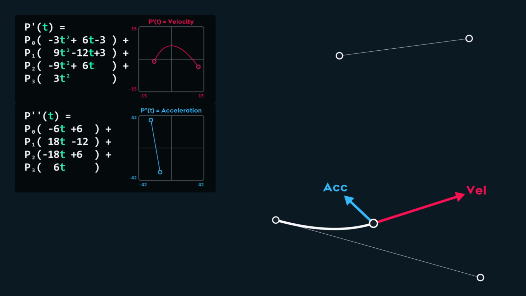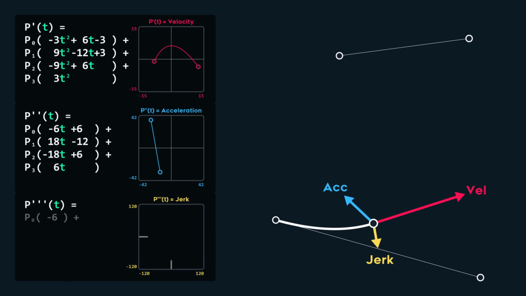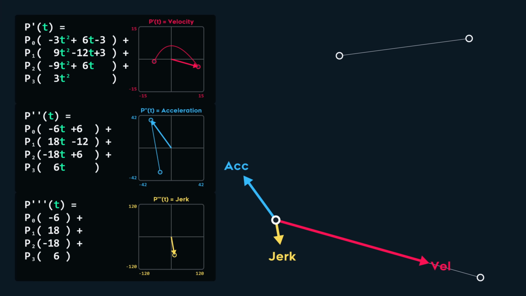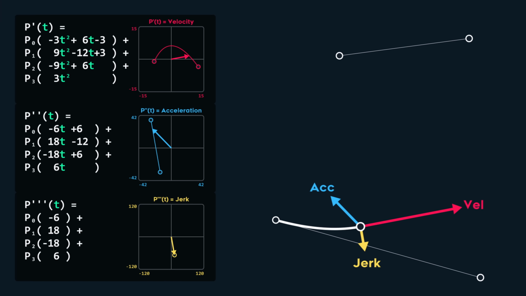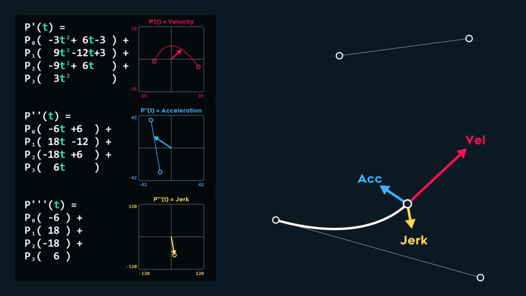But we can go one step further. The third derivative is called jerk, or jolt, and represents the rate of change of acceleration. For the cubic Bézier curve, jolt is simply a point, or in other words, it's a two-dimensional constant. If we animate t from 0 to 1, you can perhaps see how they are all pulling on each other as they move through the curve.